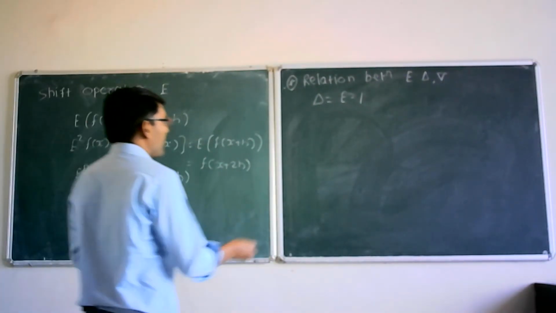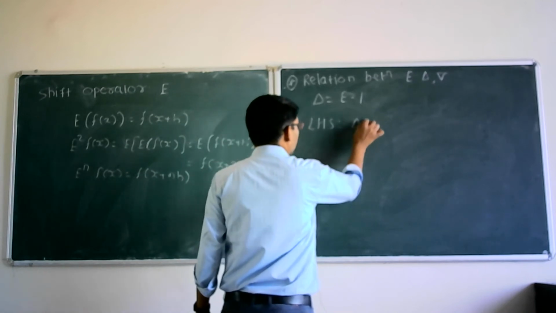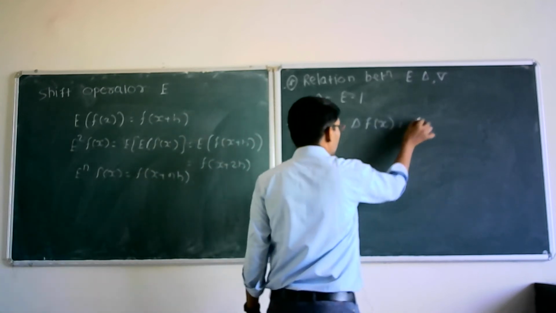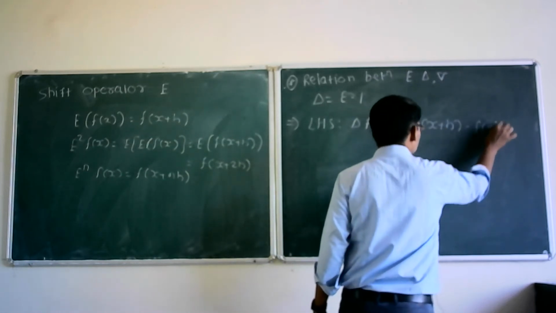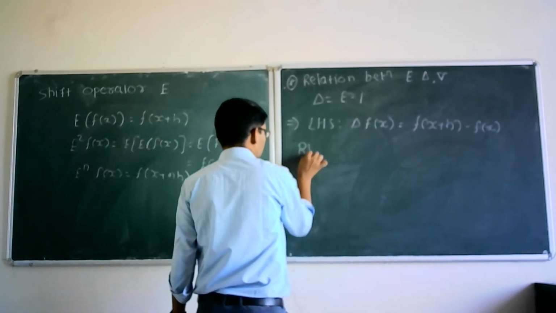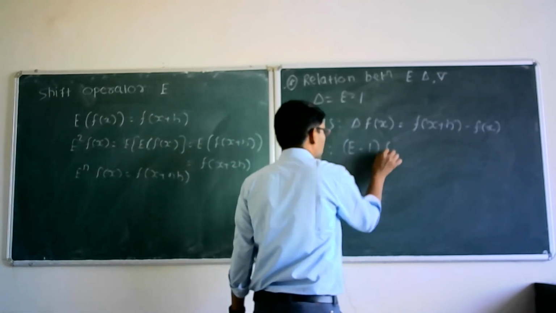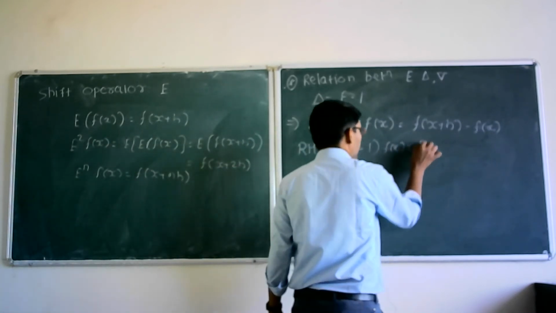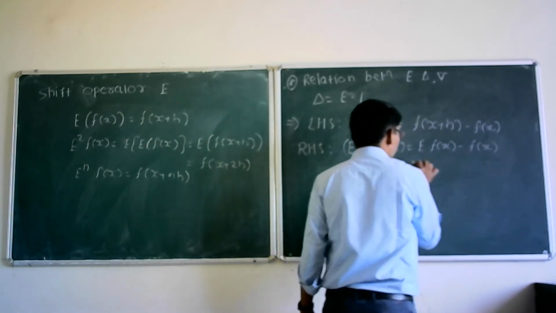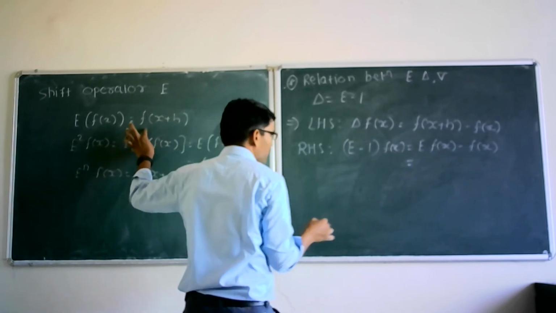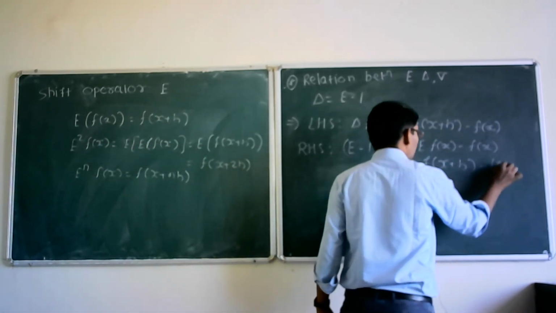Now on the LHS, it is what? Delta f of x. So it is equal to f of x plus h minus f of x. On the RHS, we can write E minus 1 f of x is equal to E f of x minus f of x. But what is E f of x? E f of x is f of x plus h. So f of x plus h minus f of x.